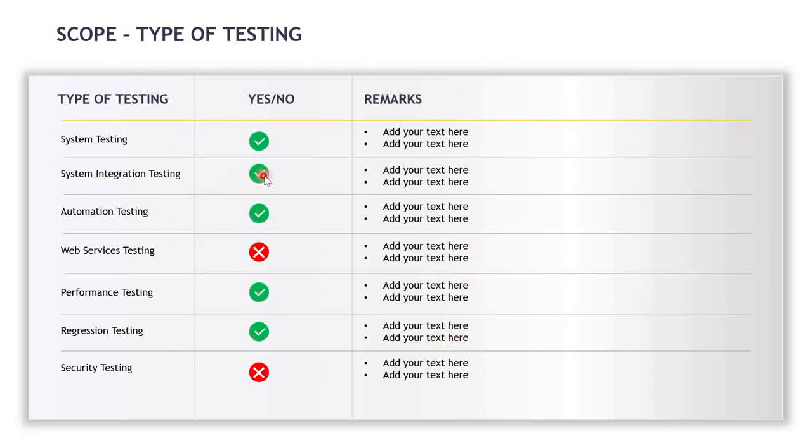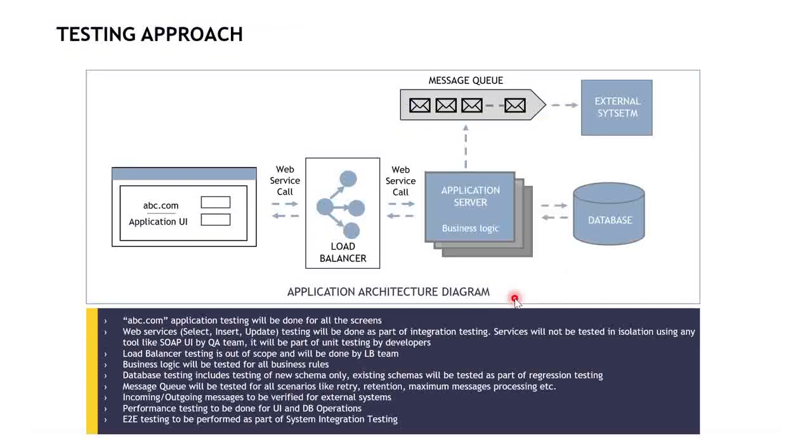You can add or remove the rows. So let's move to the next slide, which is about testing approach. This is one of the most important slides in a test strategy document, because that exactly will tell, as part of this project or program, how you're going to test this application.